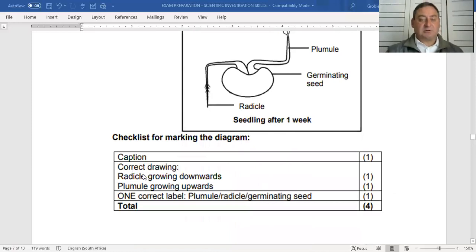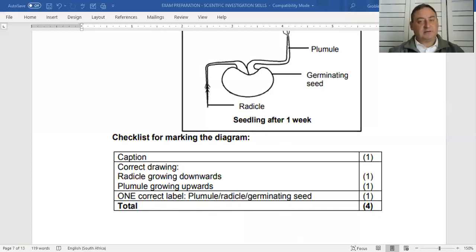So here's the instruction checklist for the marker. You had to check, did the learner write a heading? Caption, you give 1 mark. Proper heading to describe what this is. Then the drawing had to be correct. We gave 2 marks. And then for the labels that you make in pen, we gave another mark for 1 correct label, and the learner got 4 marks there.